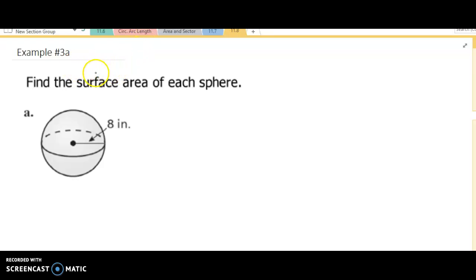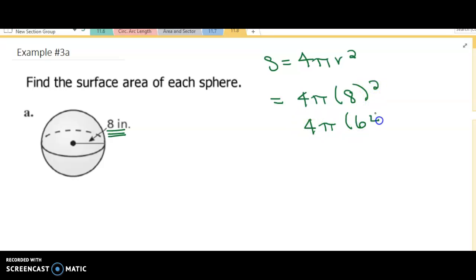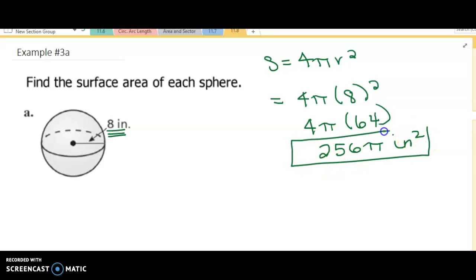All right, let's look at example 3a here. It says find the surface area of the sphere. So once again, my radius is 8. That's all I need. Surface area is 4 pi r squared. So 4 pi times 8 squared. 8 squared is 64. 64 times 4 is 256 pi, and that would be inches squared because we're talking about surface area.